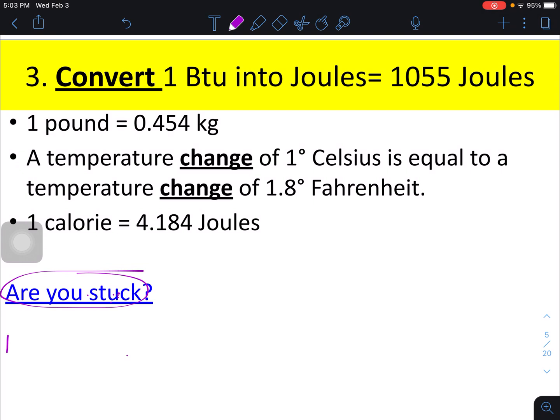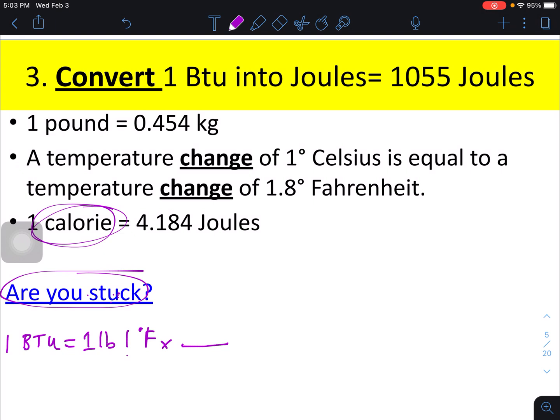But 1 BTU is equal to the amount of heat that it takes to raise the temperature of 1 pound of water 1 degree Fahrenheit. Okay, so we're going to have to convert. We're going to have to get from BTUs to joules, and we're going to pass through calories in order to do it. So we're going to use conversion factors here.